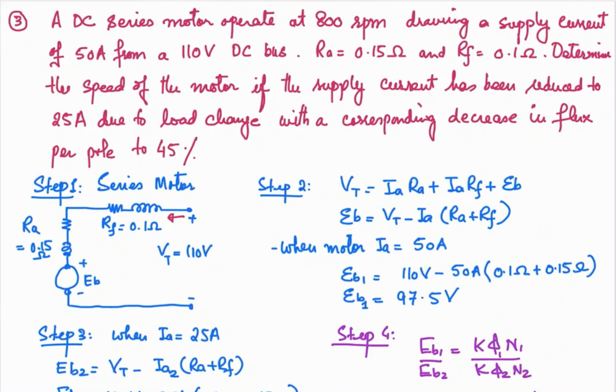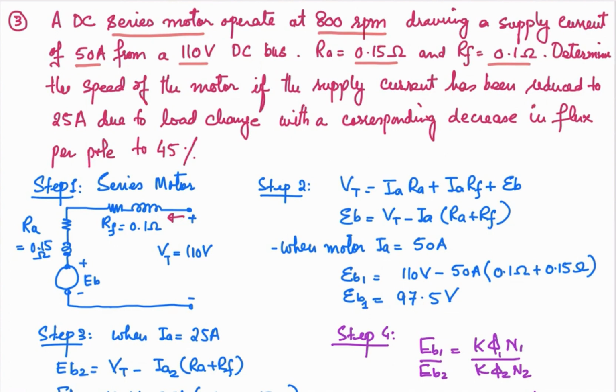Bismillah Rahman Rahim. In this video, we will discuss two examples related to the DC motors. Our first example is related to the DC series machine that is operating at 800 RPM and drawing a supply current of 50 ampere from a 110 volt DC bus. Armature resistance is 0.5 ohm and the field resistance is 0.1 ohm.